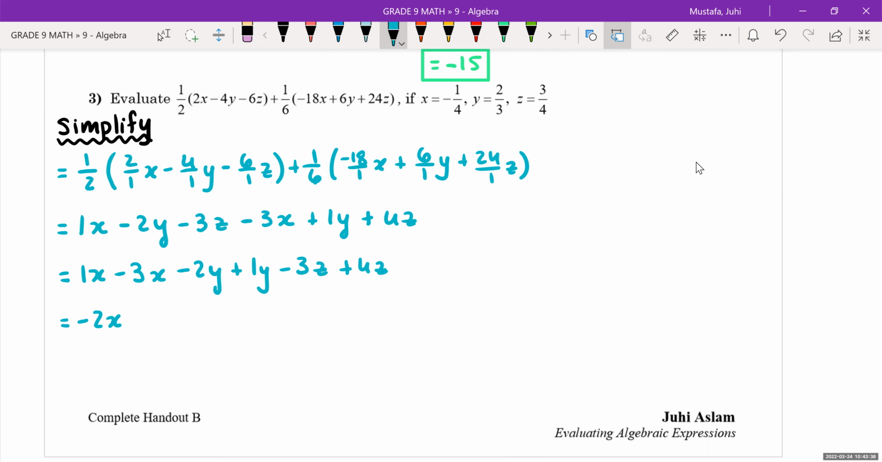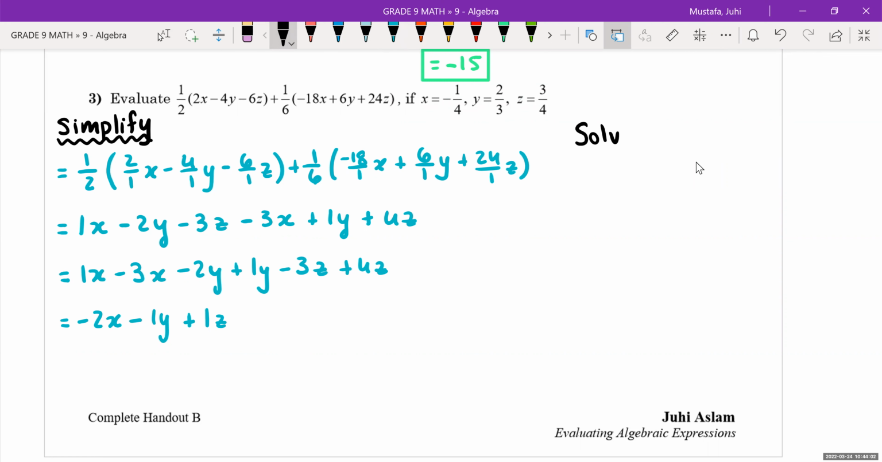What did I say? -2x minus 1y plus 1z. So we've successfully simplified this question because look, we had a whole bunch of really messy fractions. We got rid of all the fractions. We had many, many terms. We have now reduced it to just 1x, 1y, 1z. So it's looking really, really good.